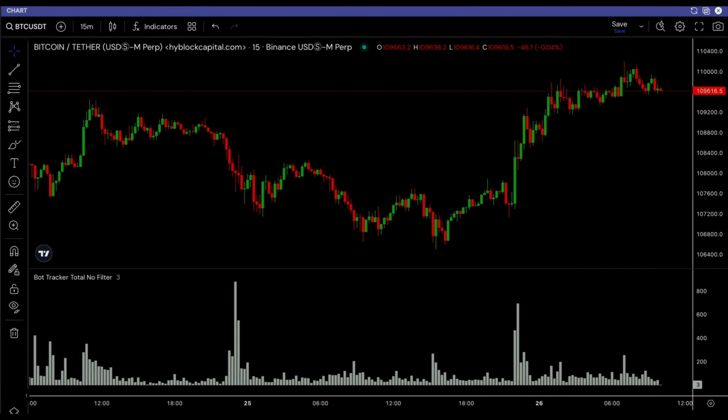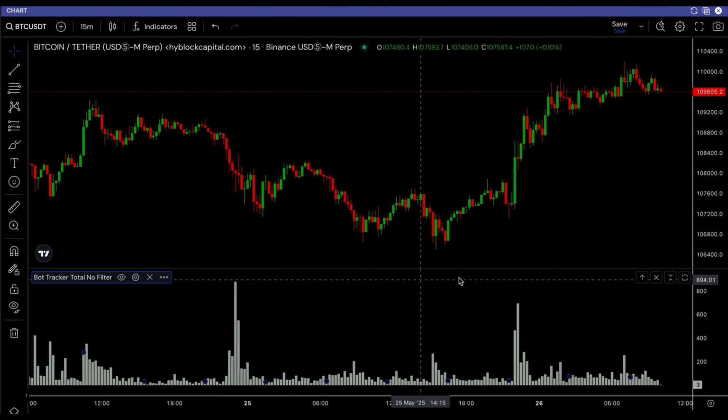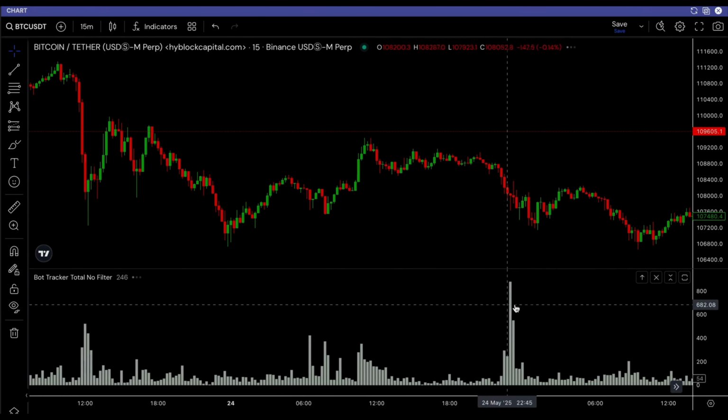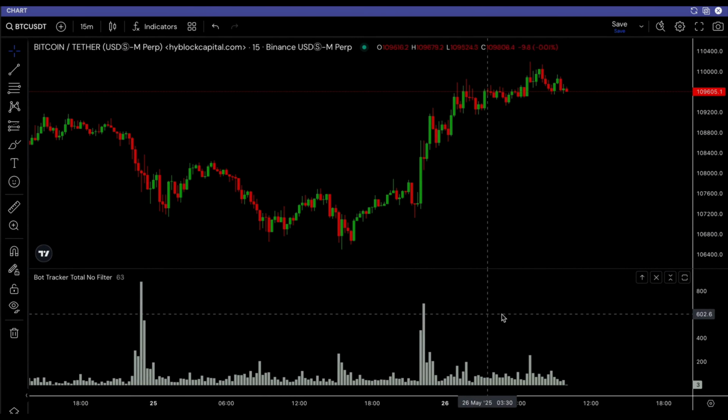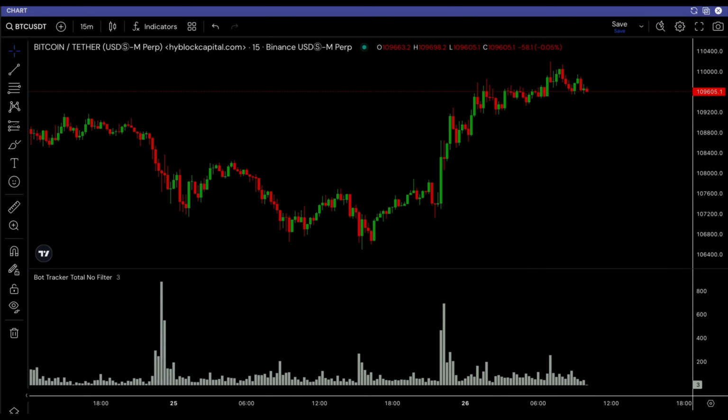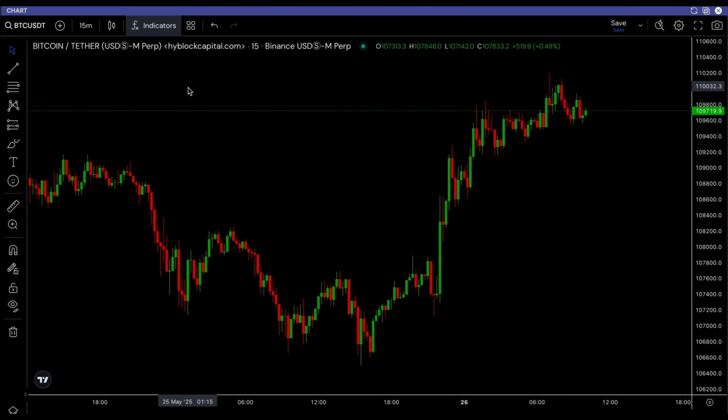Today's spotlight is on a powerful tool, the bot tracker. This indicator tracks and counts specific types of market orders, often executed in patterns that resemble automated trading, or bots. And understanding bot activity can give you an edge in reading market structure. Let's get right into it.